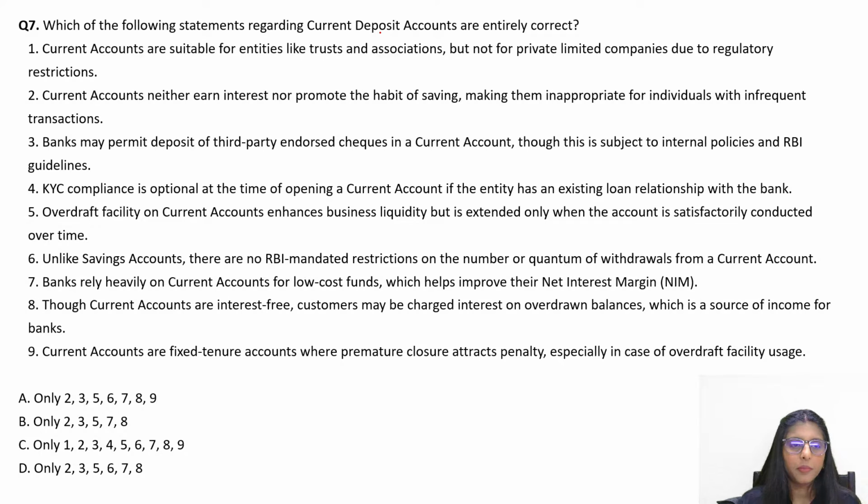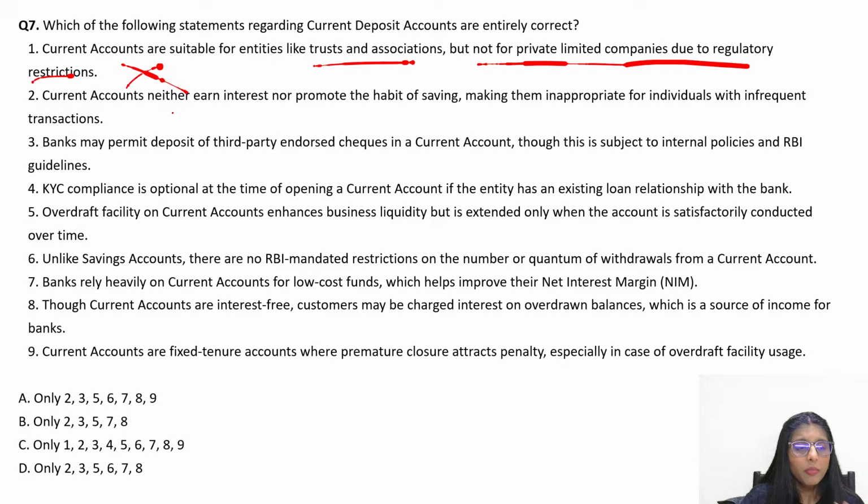Current accounts are suitable for entities like trusts and associations, but not for private limited companies due to regulatory restrictions. It's incorrect. Private limited companies can open current accounts. In fact, they are among the primary users due to frequent transactions. It is not that they cannot open a current account.